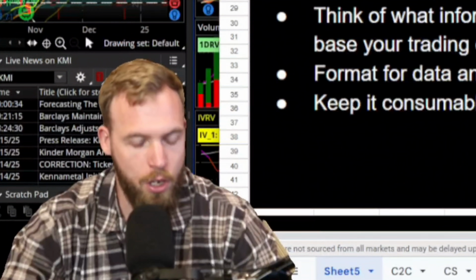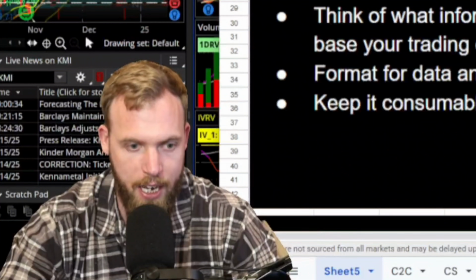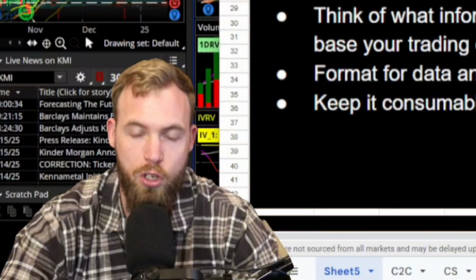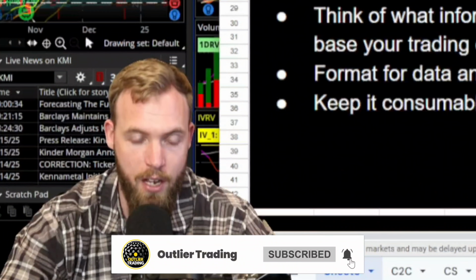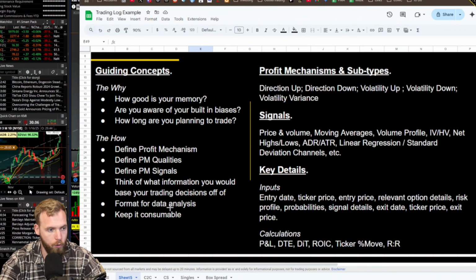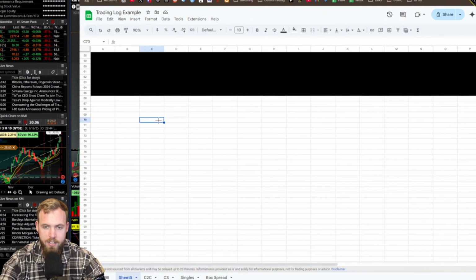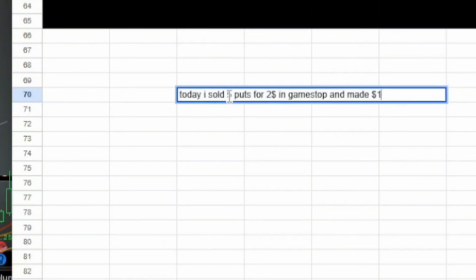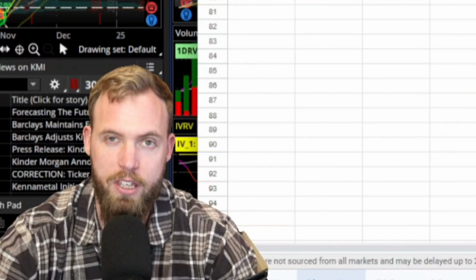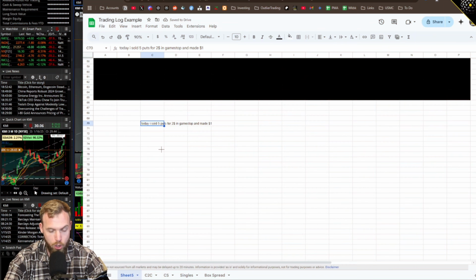The first thing is we want to make sure that we can conduct actual data analysis to see what's going on and to track trends. So we want to keep that in mind in terms of how we set things up. What doesn't work well for data analysis is if you have an individual cell like this and you do something like, today I sold 5 puts for $2 in GameStop and made $1, right? Like you can't do anything with this. This is effectively useless. So we want to think about the data points that matter to us based on the strategy and then create a format to pull them out.